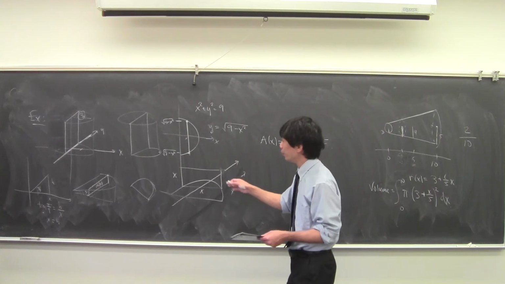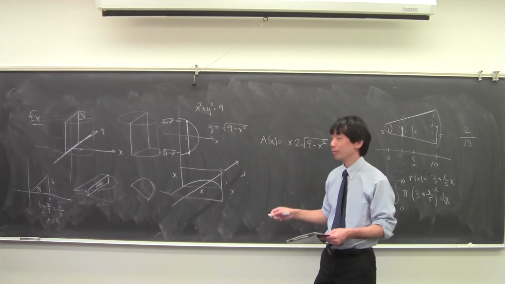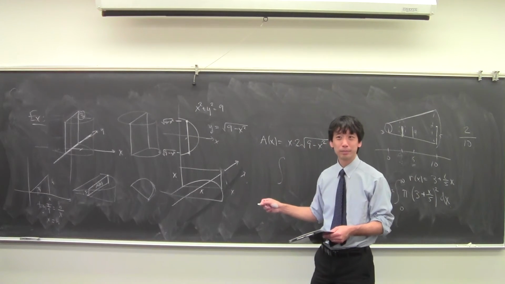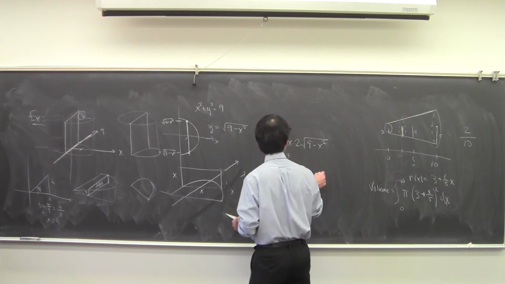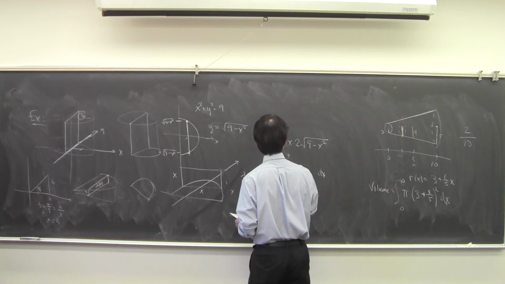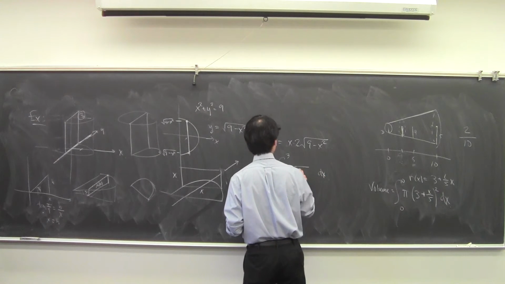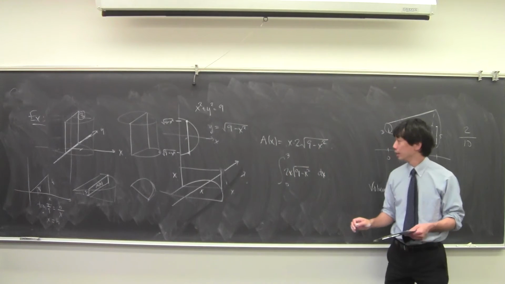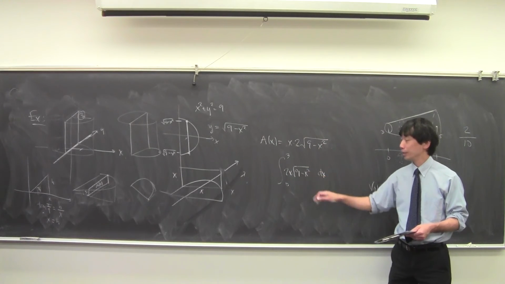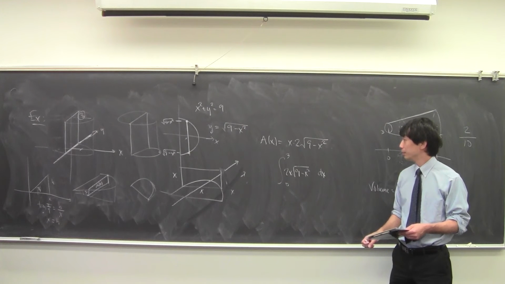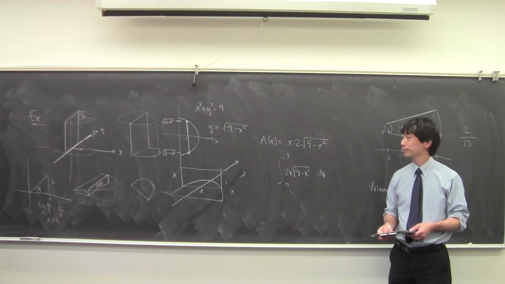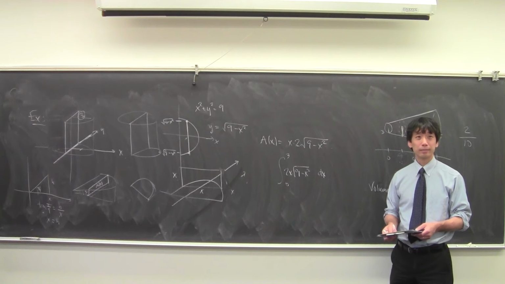And so what's the formula for the volume? Well, you're going to integrate between what and what? 0 and 3, right? x goes from 0 to 3. Integrate the area against dx. And that's an easy one. You can use substitution if you want.